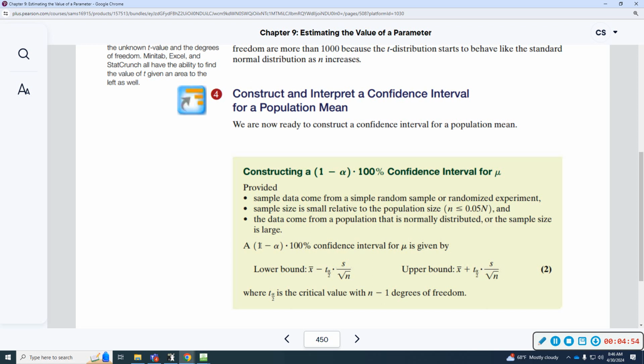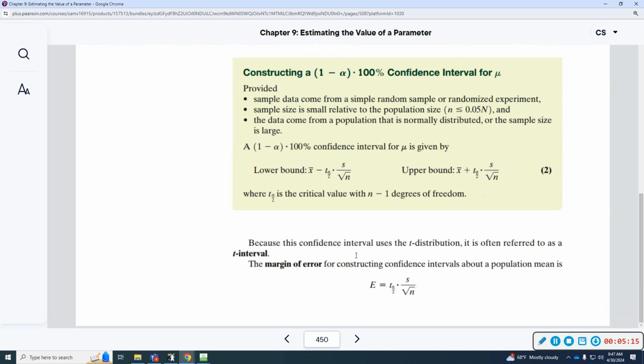If that is the case, then we can find the confidence interval. The lower bound would be the sample mean minus the t statistic times the standard deviation over the square root of n, and the upper bound would be that same calculation plus. The t-score has n minus 1 degrees of freedom. So margin of error is defined as the t-score times s over the square root of n.